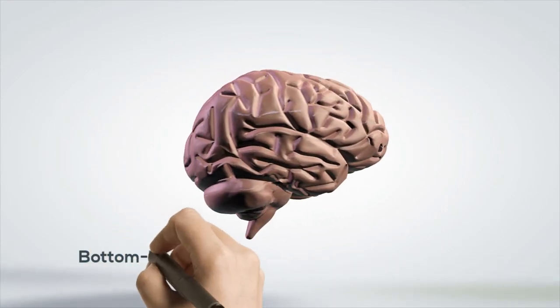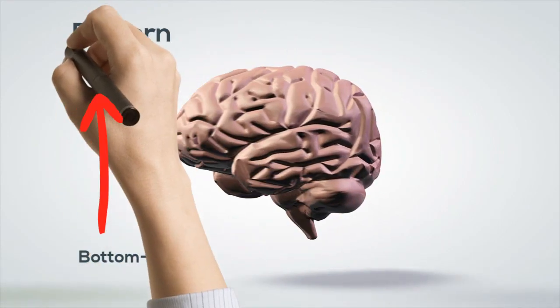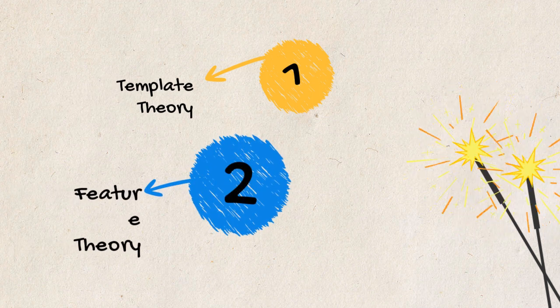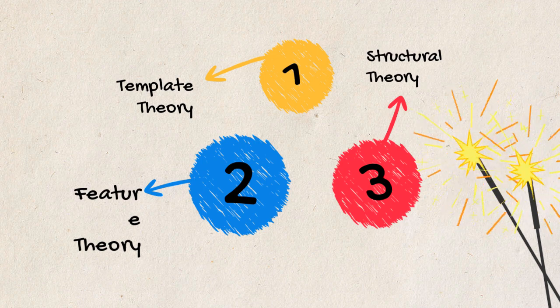Hello, and welcome to my presentation on the bottom-up theories of pattern recognition. There are three main theories associated with pattern recognition. The first is the template theory, the second is the feature theory, and the third is the structural theory.